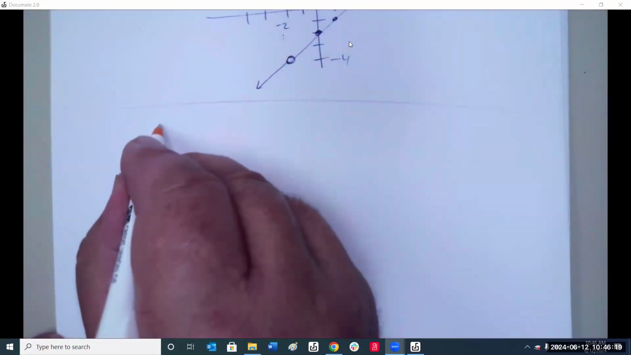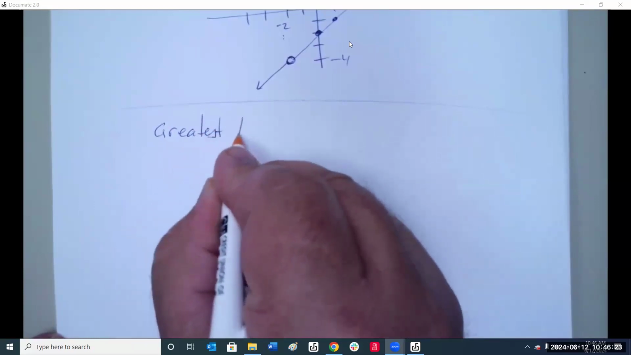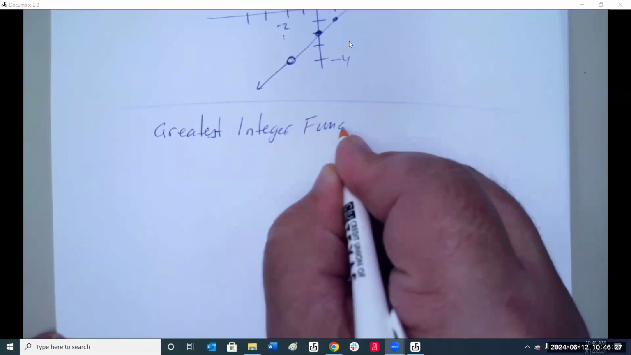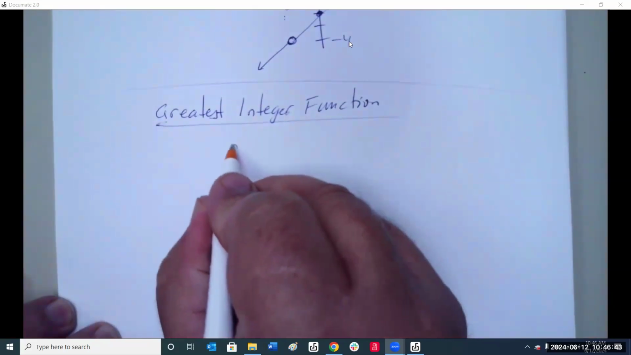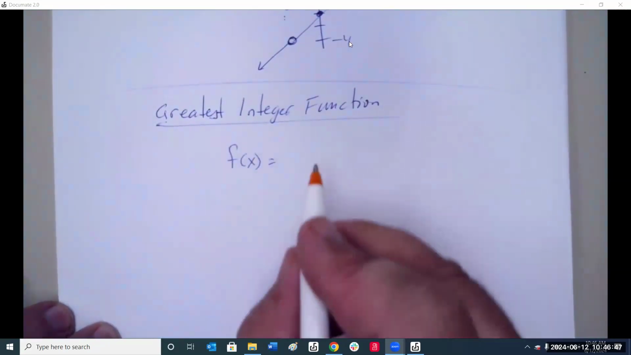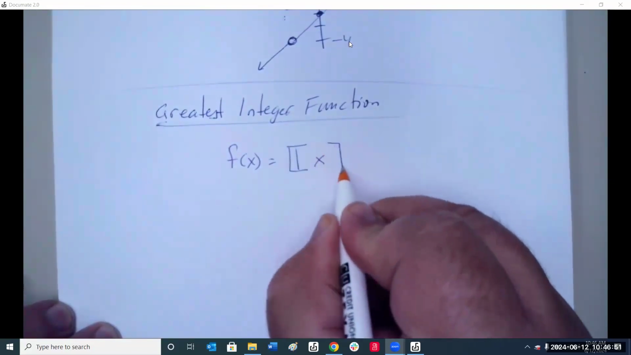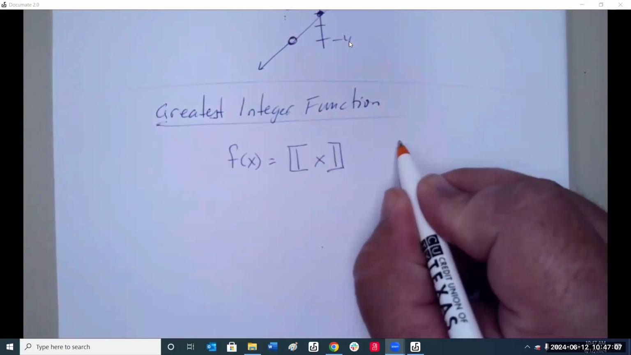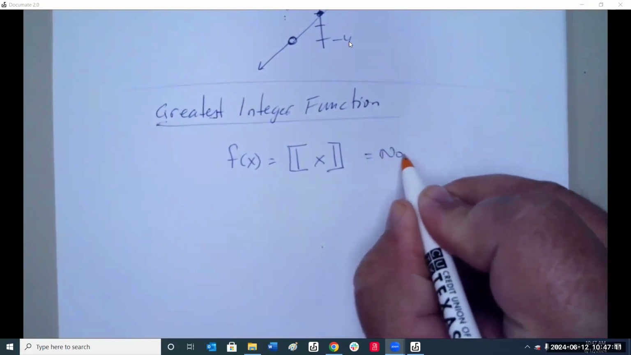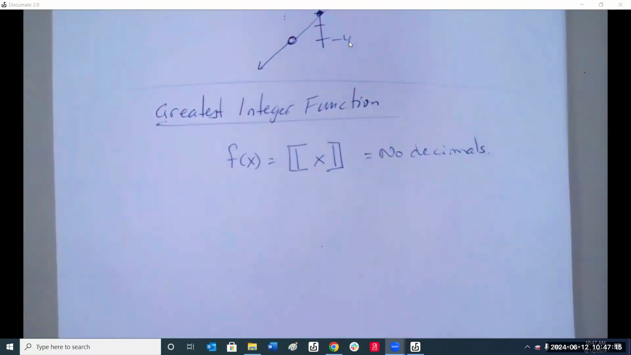The last part of this section is what's called the greatest integer function. Tomorrow we'll start off by talking about the library of functions, because we have a whole bunch of these functions we're talking about, but we never define them all. So tomorrow we'll do that. The greatest integer function, the formula looks like this. It's a bracket with a line inside there. What the greatest integer function means is no decimals.